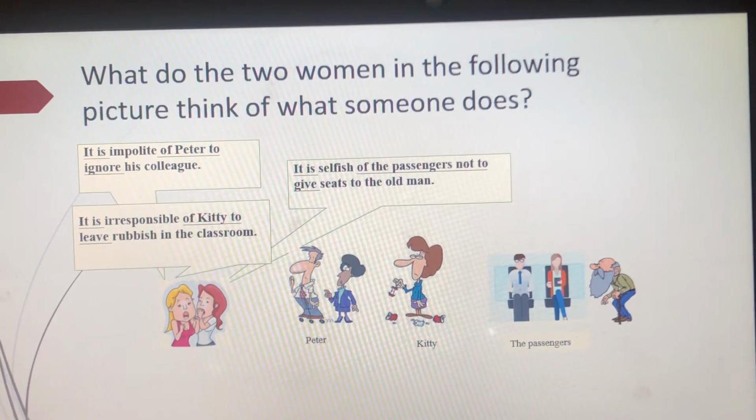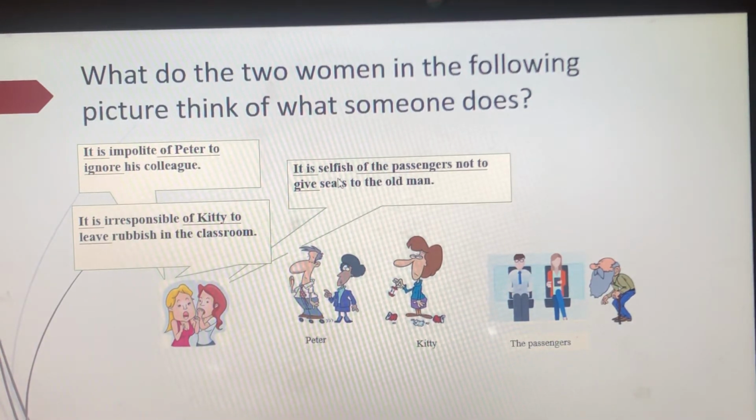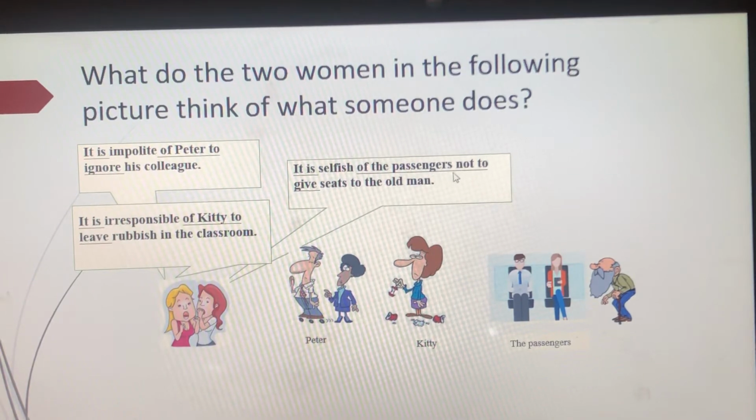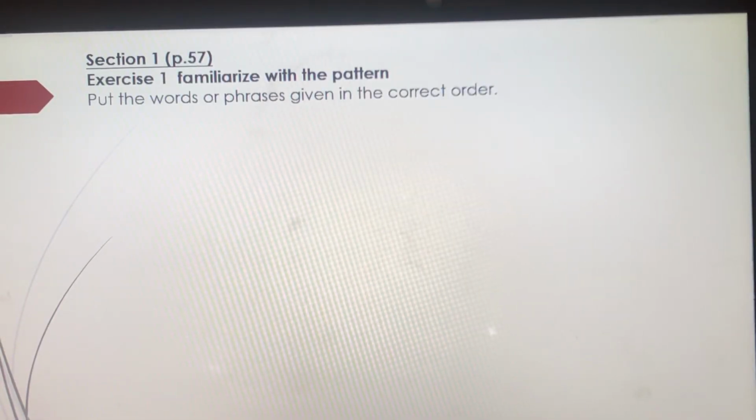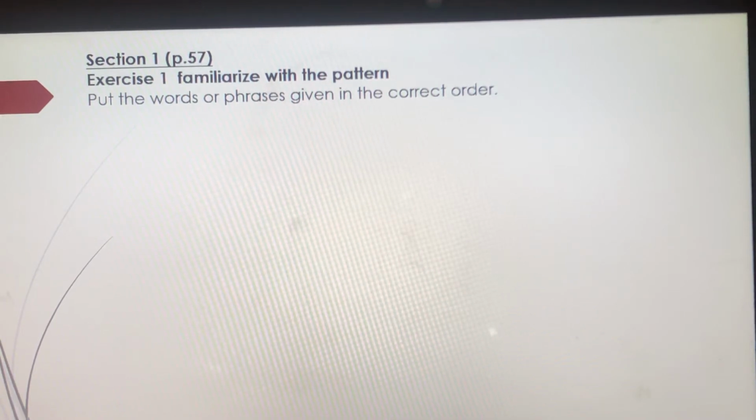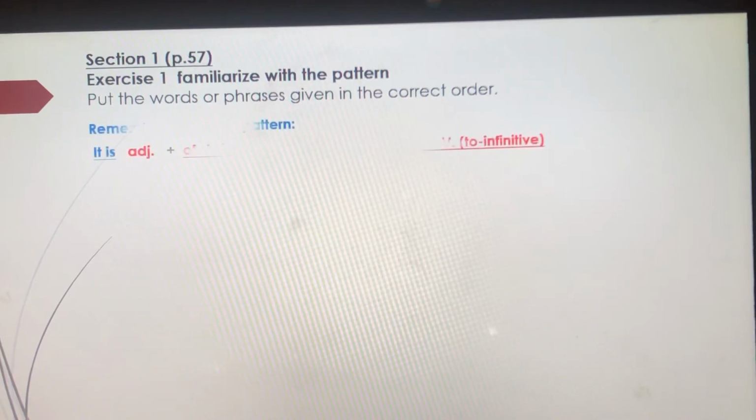So you see, giving seats to the old man, they do not do it. So it is selfish of the passengers not to give seats to the old man, right? Okay, next. So we'll practice looking at section 1, okay? Section 1 on page 57, first exercise.